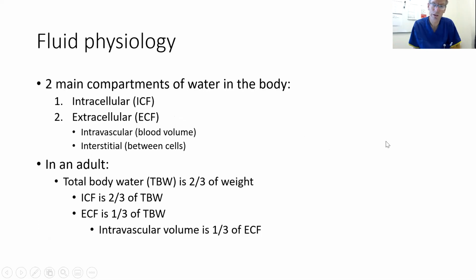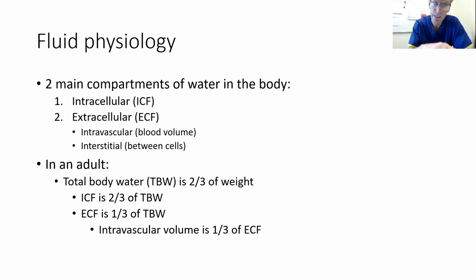Let's talk first about a bit of physiology. So there are two main compartments of water in the body, and these are the basic things you need to know. Firstly is the intracellular water, and then there's the extracellular water. And of the extracellular water, some of that fluid is intravascular, as in the blood, inside the blood vessels, the blood volume, and some of it's interstitial, which is between the cells. So that's the extracellular fluid.